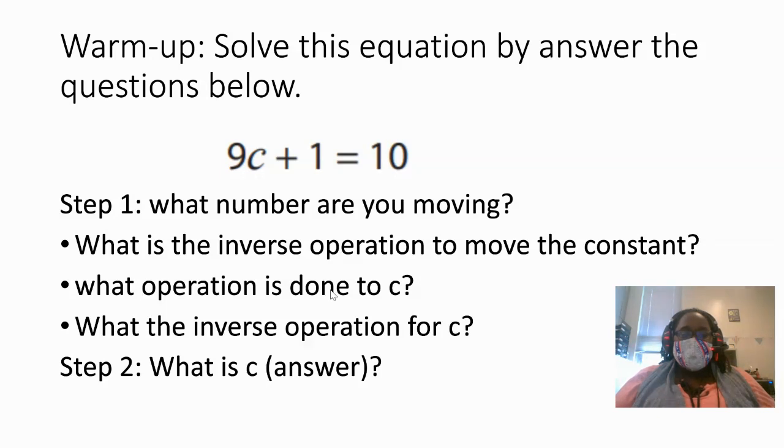Then it's asking you what is the operation that's being done to C. So this piece right here, 9C, they're asking you what operation is being done. So is it addition, subtraction, multiplication, or division? And you will state that here. After you state what operation it is, then you're going to state what the inverse operation would be. So if it was addition, the inverse would be subtraction. If it was division, the inverse would be multiplication. If it was multiplication, the inverse would be division.